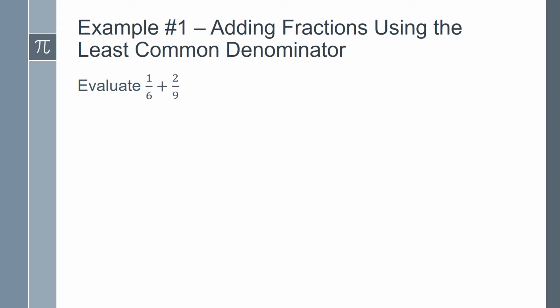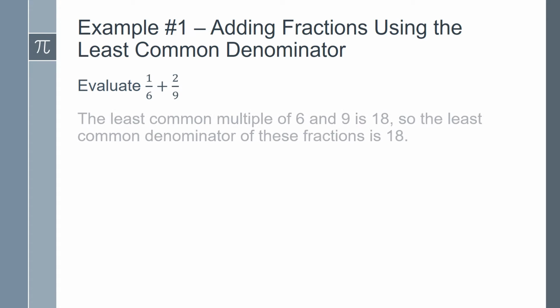Let's take a look at these steps in example number 1. We need to evaluate 1/6 plus 2/9. The least common multiple of 6 and 9 is 18. So the least common denominator of these fractions will be 18.